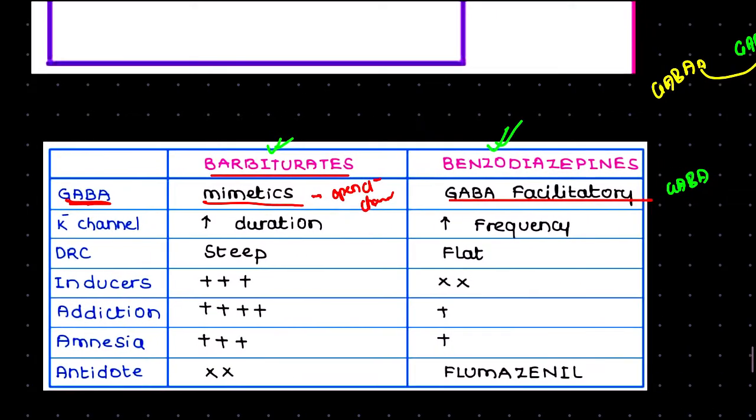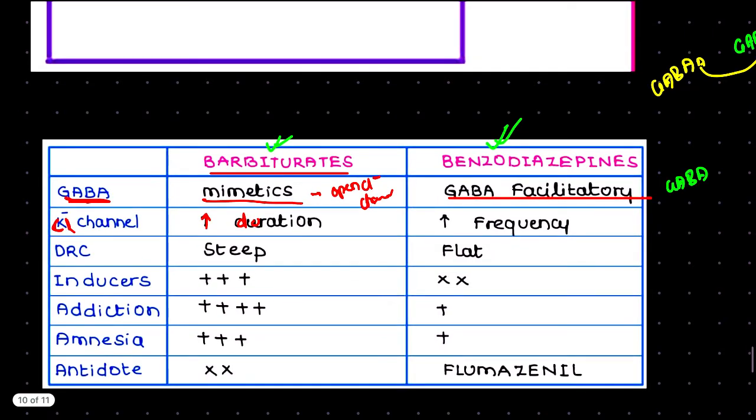And talking about duration. Now these barbiturates, talking about how they will act on the chloride channel: barbiturates will increase the duration. As I've already said, they will increase the duration. But the benzodiazepines will increase the frequency.